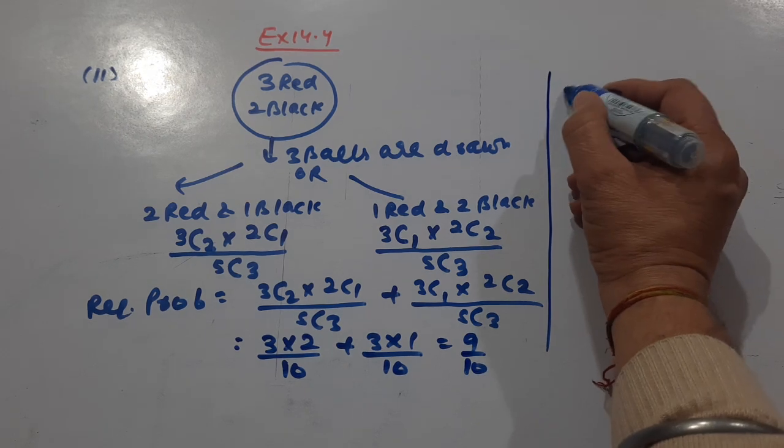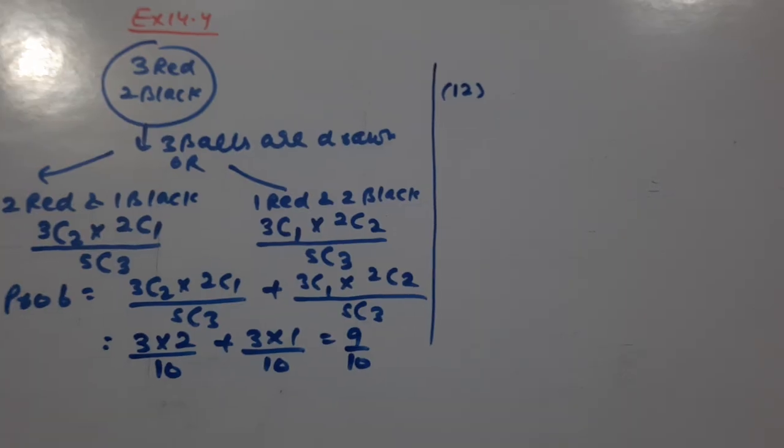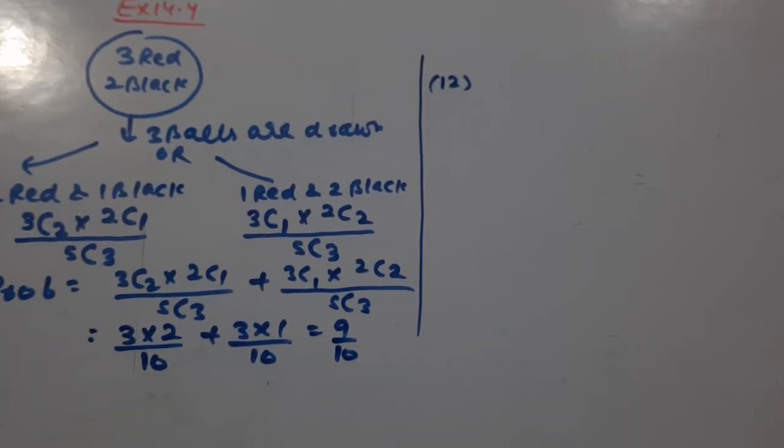Now let us start with the 12th question. In a group of students, there are 3 boys and 3 girls. 4 students are to be selected at random from the group. Find the probability that either 3 boys and 1 girl, or 3 girls and 1 boy, are selected. Now let us do this question, students.